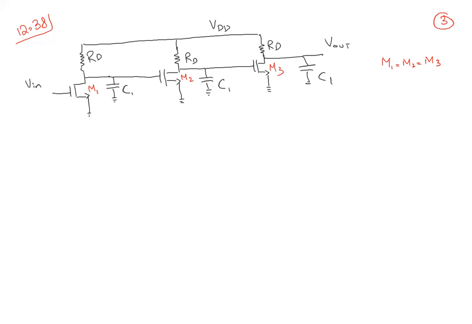So we want to do 2 things. First, part A, we want to plot the frequency response and the condition for stability.